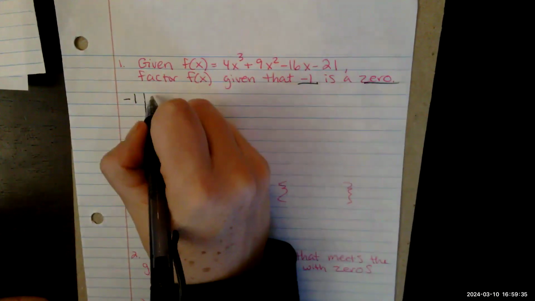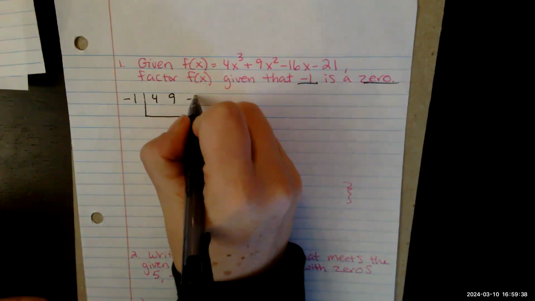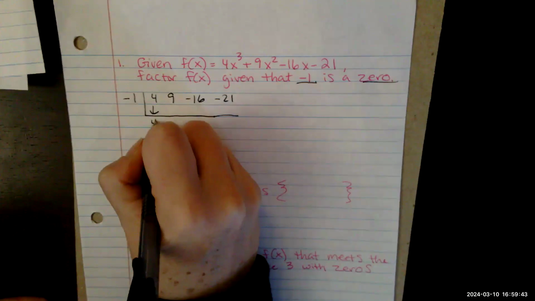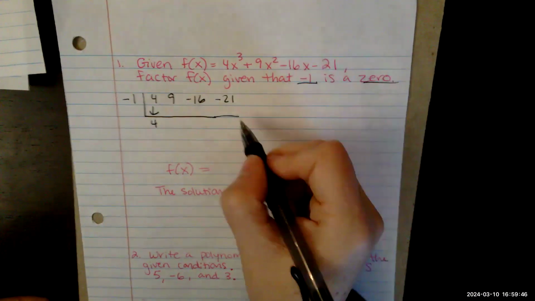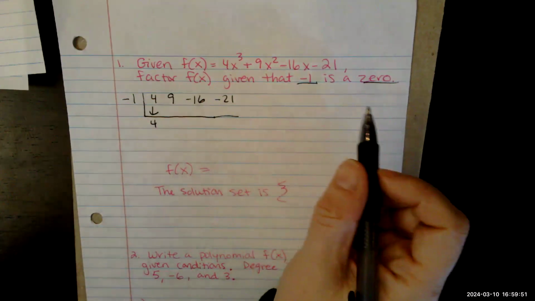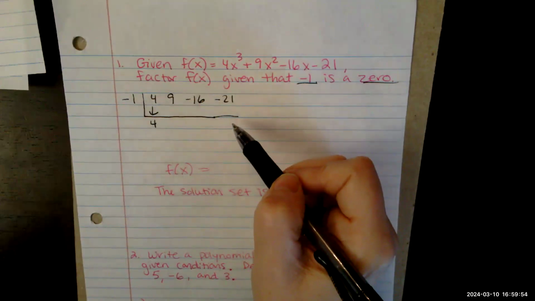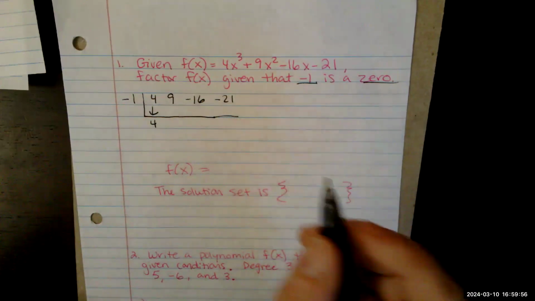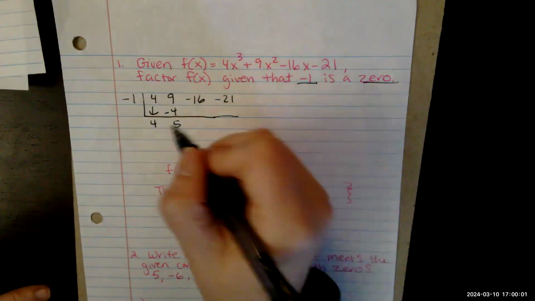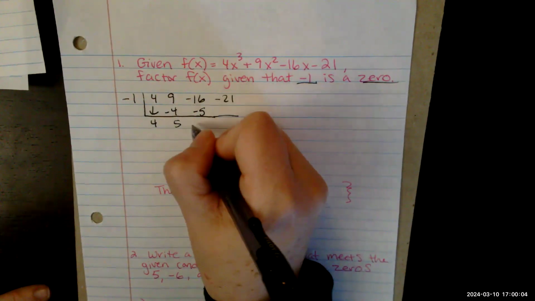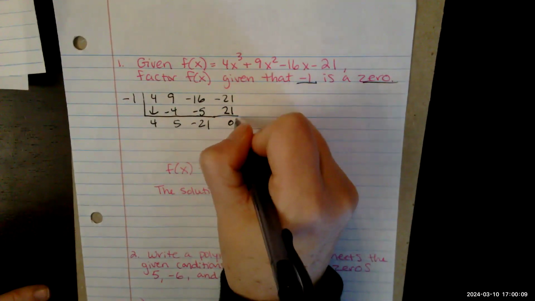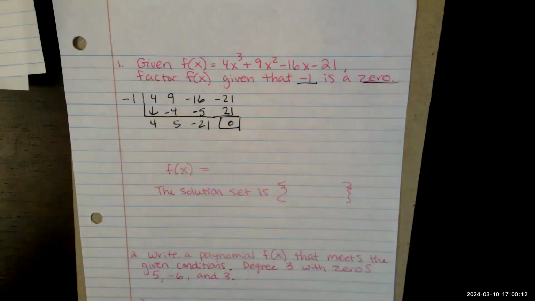So what are my numbers? 4, 9, negative 16, and negative 21. Bring down the 4. Since they're telling me it's a 0, I should get 0 as my final answer, my remainder, because the definition of a 0 is that you get no remainder when you plug it in. So 4 times -1, add these. 5 times -1, add these. -21 times -1 is a positive 21. And just like we thought, we get 0.